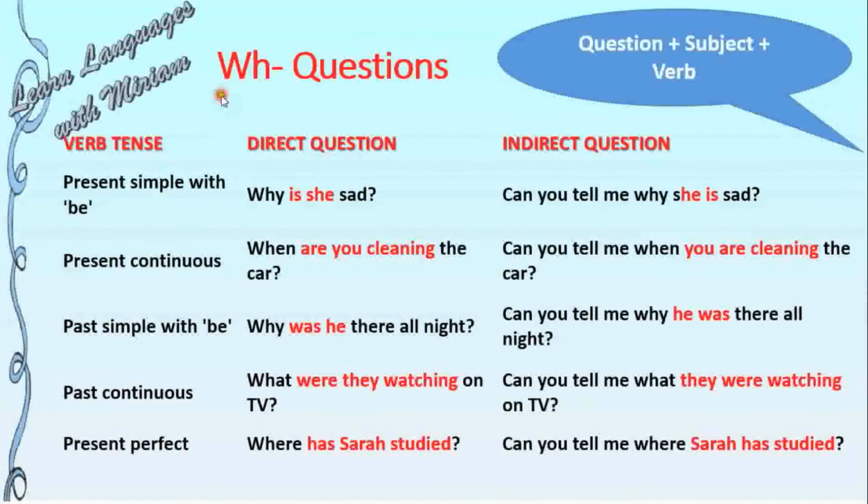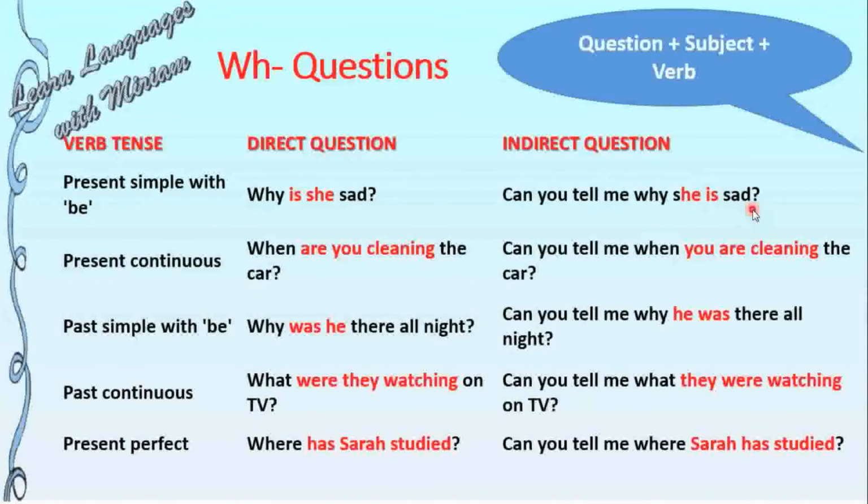Now, let's see WH questions in every verb tense. I explain to you how they work. First, we write the beginning, can you tell me? Then the question, why? Then the subject, she, and then the verb, is, plus the complements.